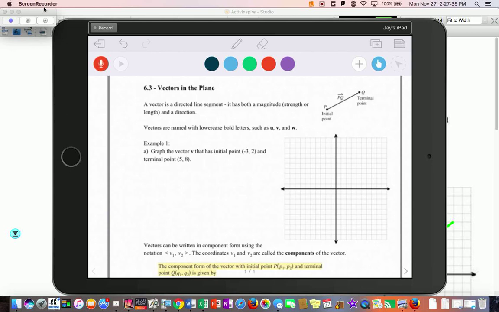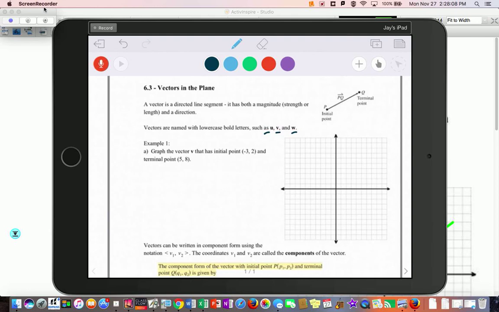All right, so 6.3, we start talking about vectors. If you read that definition, basically a vector is a directed line segment. It has both magnitude, kind of the strength of the line or the vector, which is the length, and it gives direction. So kind of using our unit circle, we can end up with vectors pointing anywhere from 0 all the way around the unit circle to 360 degrees. We can also name these things with just a lowercase u, v, or w.